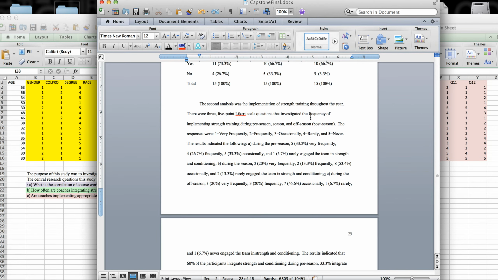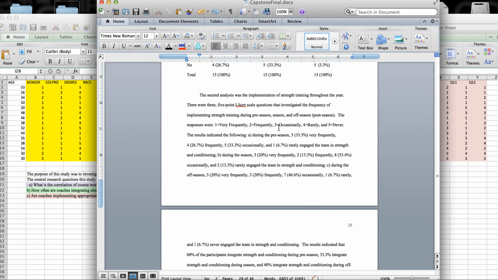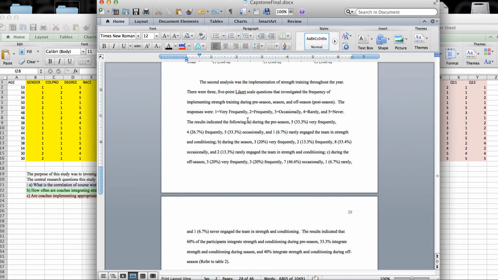So the second analysis was, and I would have changed this, was the investigation of strength training throughout the year. And she included 3 5-point Likert scale questions. And she explains to us what they investigated, which was the frequency. So that was good. She gives what the responses meant. And then she gives us the results. And so again, she's just breaking down each of the 3 questions, disseminating the findings, and then writing them in a very scripted format, as you can see here.